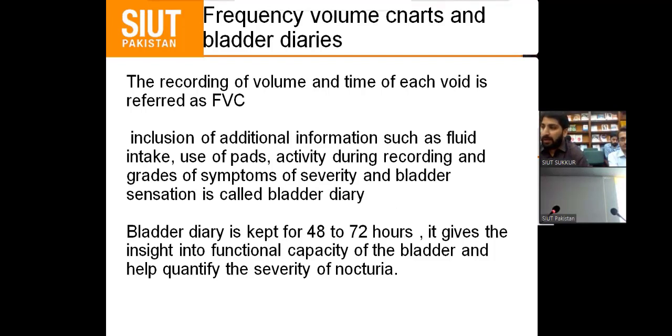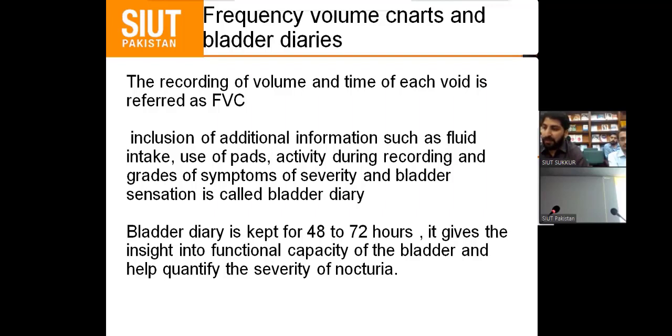The frequency volume charts and bladder diaries. The recording of volume and time of each void is referred to as a frequency volume chart. If there is additional information such as fluid intake, the use of pads, activity during the recording, and the grades of symptom severity and bladder sensation, it is called a bladder diary.